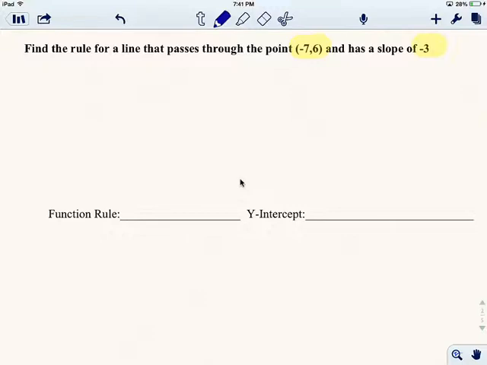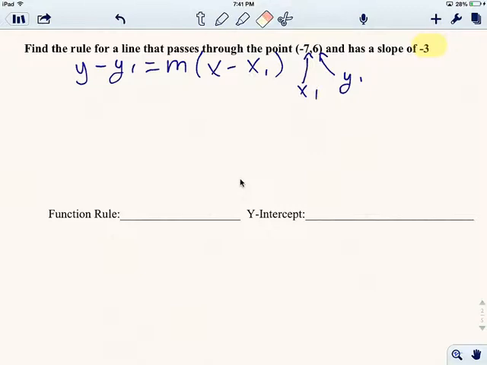So if I remember my point slope form equation, it's going to go y minus y1 is equal to m times x minus x1. Okay, so let's identify what some of these things are. I'm going to need a y1. If I look here at my point, my y is going to be this 6, so that's going to be y1. My x is going to be -7, and that's going to be x1. And then, of course, over here, -3 is going to be my slope, or m.